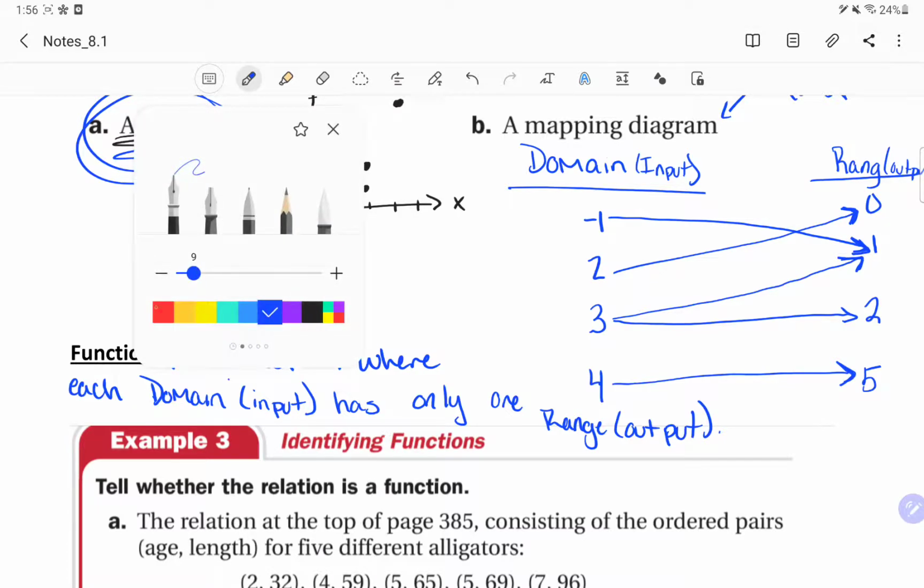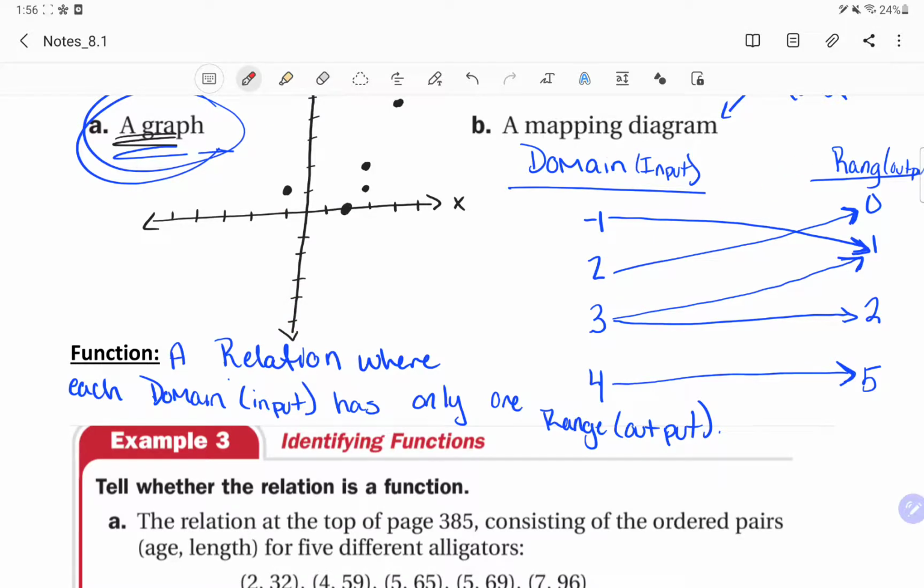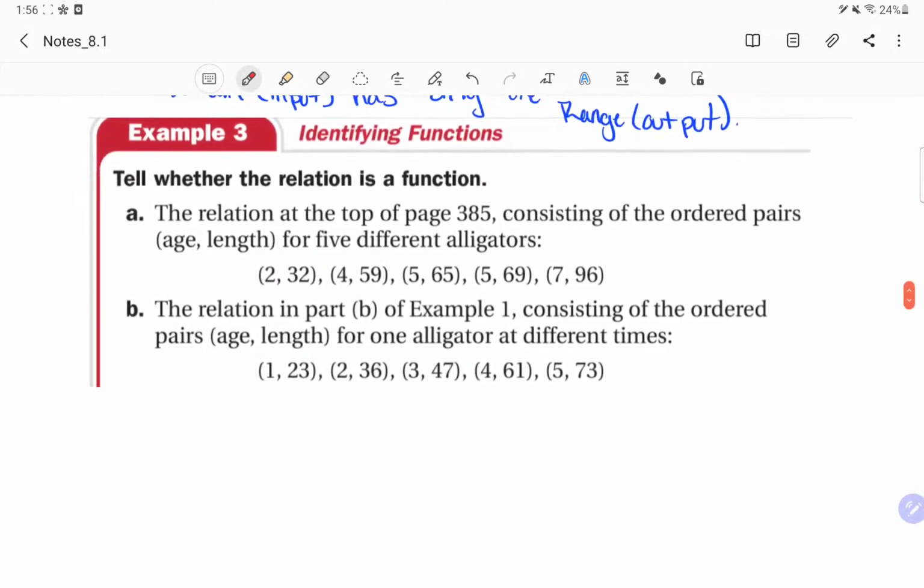So what I mean by that is look up here at our little mapping. 3 is a domain value, right? And it says each domain can only have one range, but this domain went to 2 things. It went to number 1 and it went to number 2. So that would mean that this would not be a function. This relation here is not going to be a function because this domain has 2 ranges and it can only have one. All right.